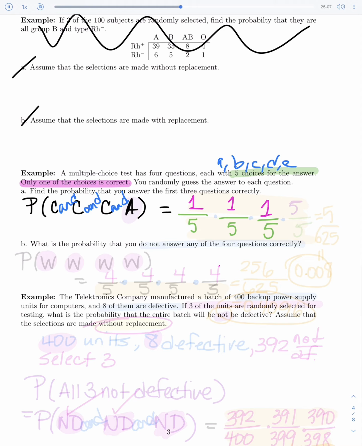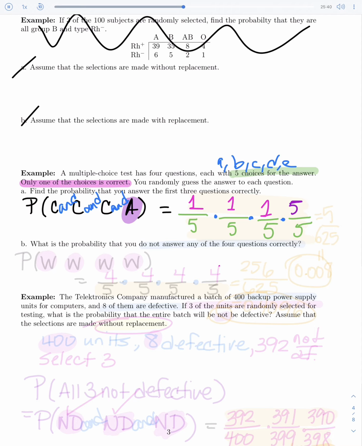And they don't actually tell me what I want to do with the last question. It could be anything. I could get it right, I could get it wrong. So there are still 5 choices. But here's the difference with this last piece. The last piece, the fourth question, they didn't say anything, so it could be anything. I could get it right, I could get it wrong. So any of the 5 options are okay to choose from. And just like before, I'm multiplying all these probabilities together. So let's see what happens when we multiply these all together.